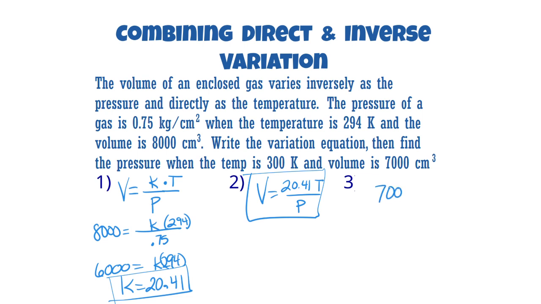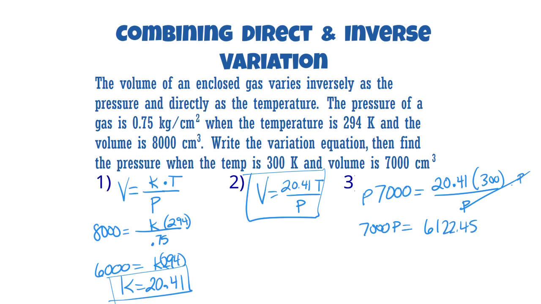We just fill in everything we know. We know the volume is 7,000. We know K is now 20.41. We know the temperature is 300. And I'm solving for the pressure. To solve this, I'd go ahead and get rid of the denominator the same way. It's just that I'm going to be multiplying by P. I have 7,000 P equals, if I take that K value times 300, I get 6,122.45. And let's divide that by 7,000. And we are getting the pressure of 0.87.